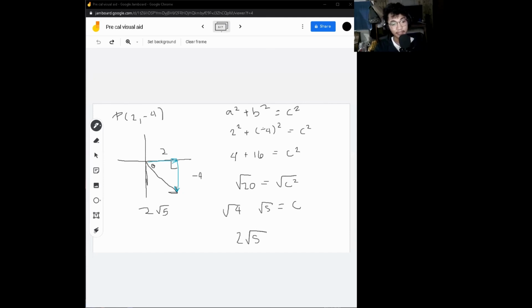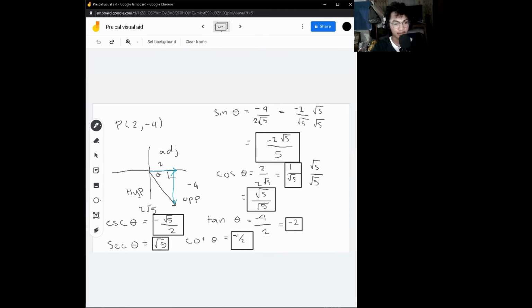Cosine theta is equal to the adjacent side, which is 2, divided by the hypotenuse. So that simplifies to 1 over square root of 5 because these cancel out. And then if we rationalize it, it becomes square root of 5 over 5. So that's the value of cosine. Next we have tangent, which is opposite divided by adjacent. So that's negative 2.